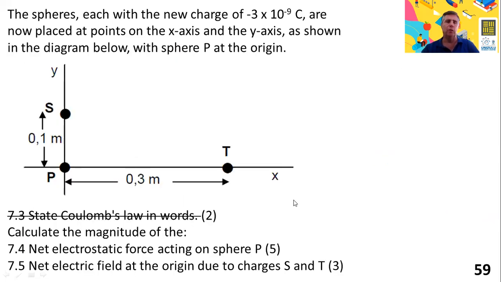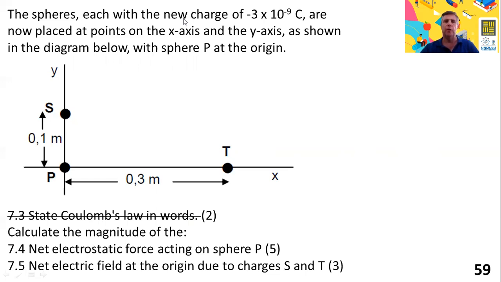Now, moving to the middle numbers, 7.3 is a recall question. We dealt with that right at the beginning, so we're not going to look at that again. Calculate the magnitude. Please notice this word. Normally for force and field, you need to give a direction, but they only ask for the magnitude. So don't waste your time offering a direction.